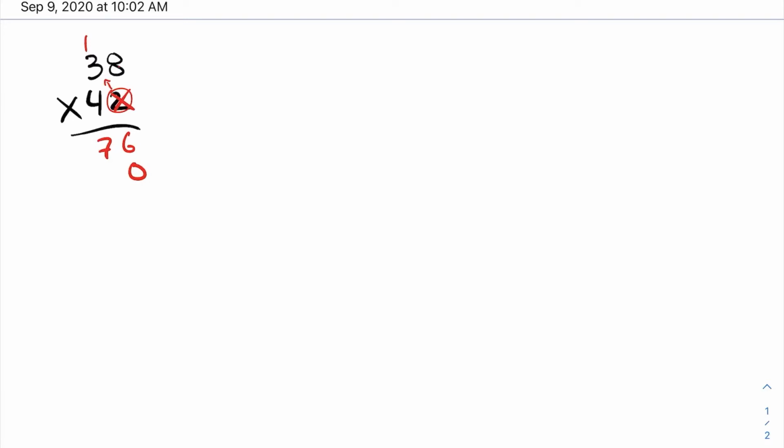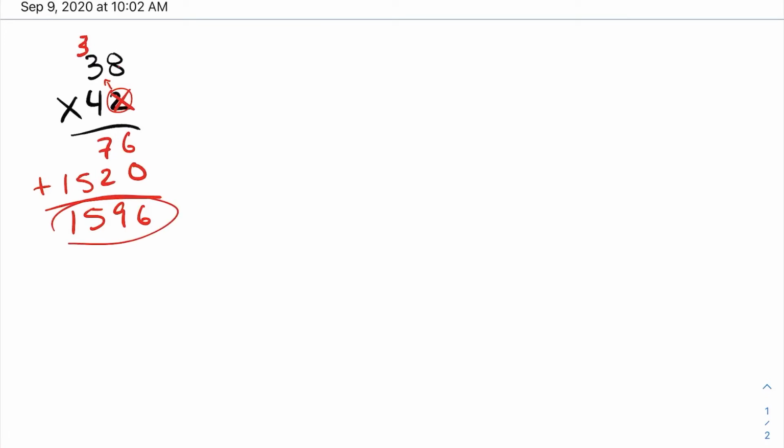4 times 8 is 32. You put a 3 up here now. 4 times 3 is 12, 13, 14, 15. You put a 15 here. You add these numbers together. 6 plus 0 is 6. 7 plus 2 is 9. 0 plus that is 5, and then 1, and this is your answer. So that's how I did math back in the day.